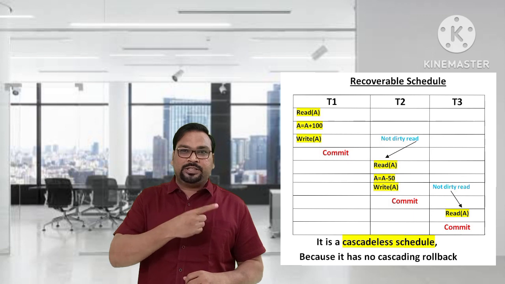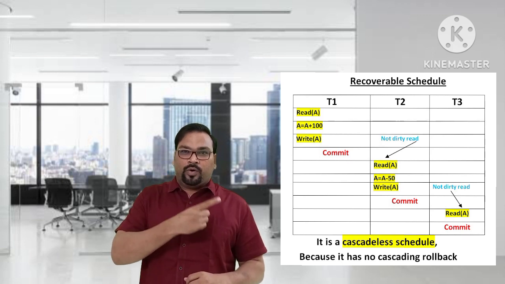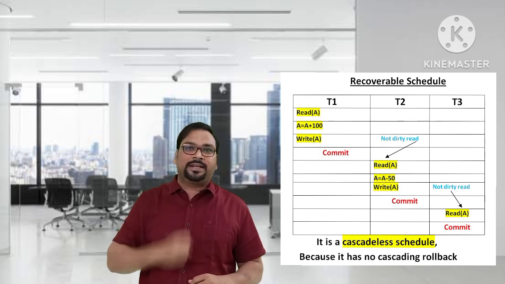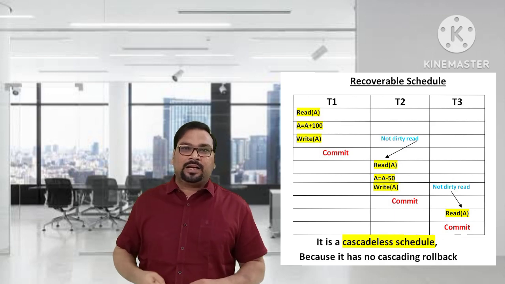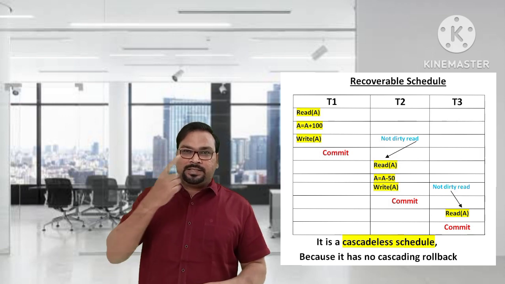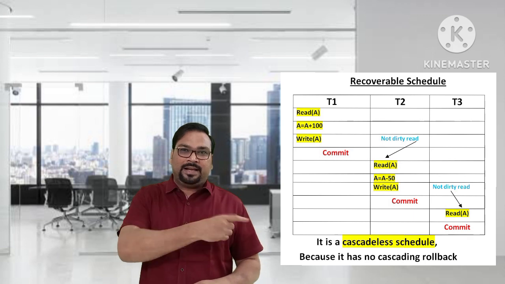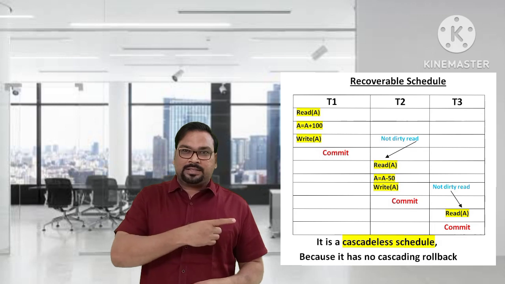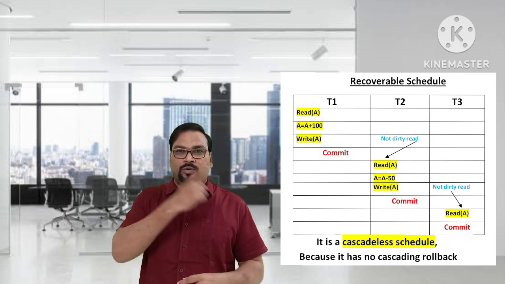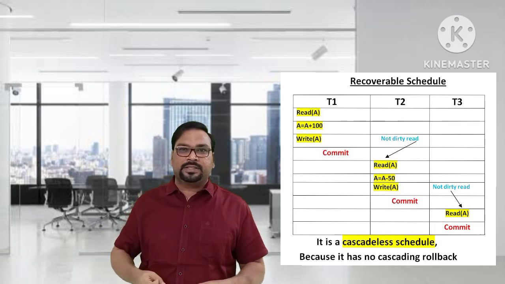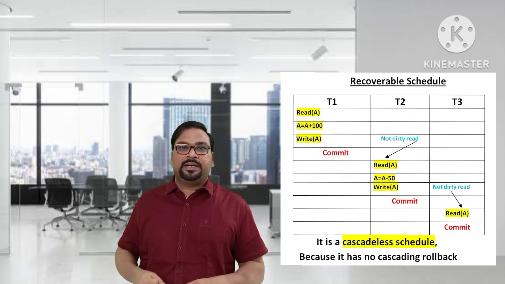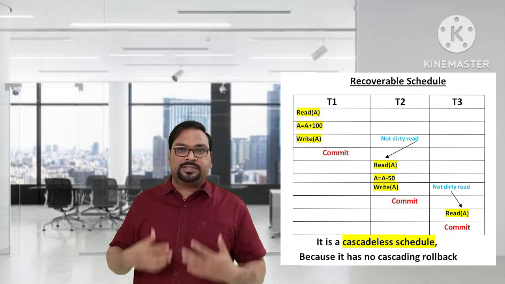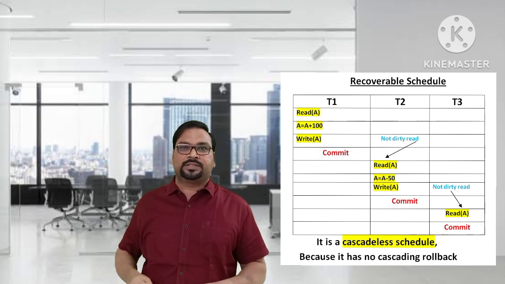In transactions T2 and T3, we have reads, but these are not dirty reads. Why? Because they are reading from the database value. They are not reading from the buffer value. So in this case, this schedule is called cascadeless, because they are not depending on the others. Meaning if others are rolling back their operations, then these dependent transactions need not roll back their operations.